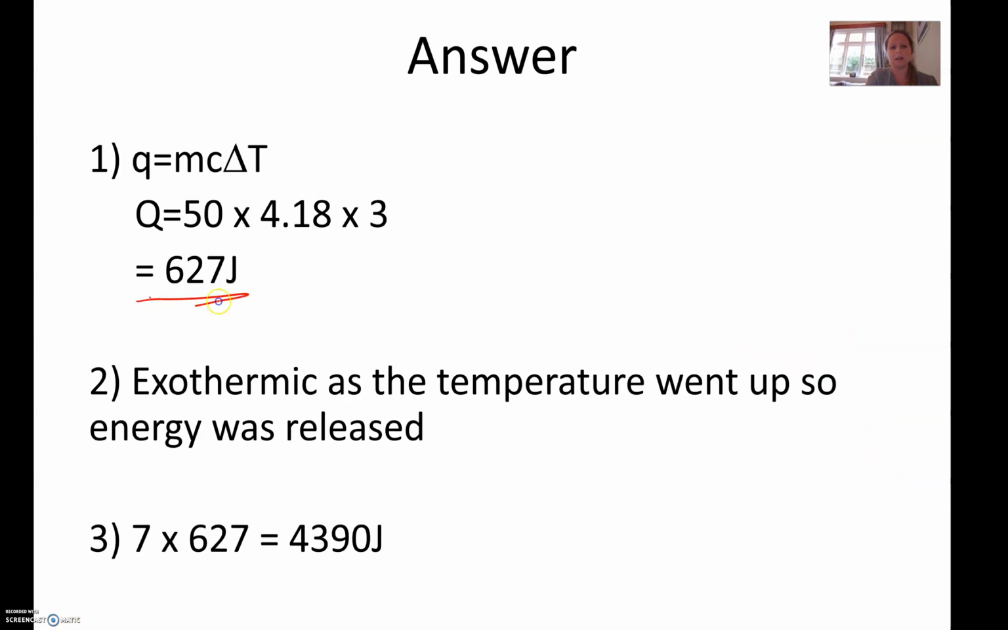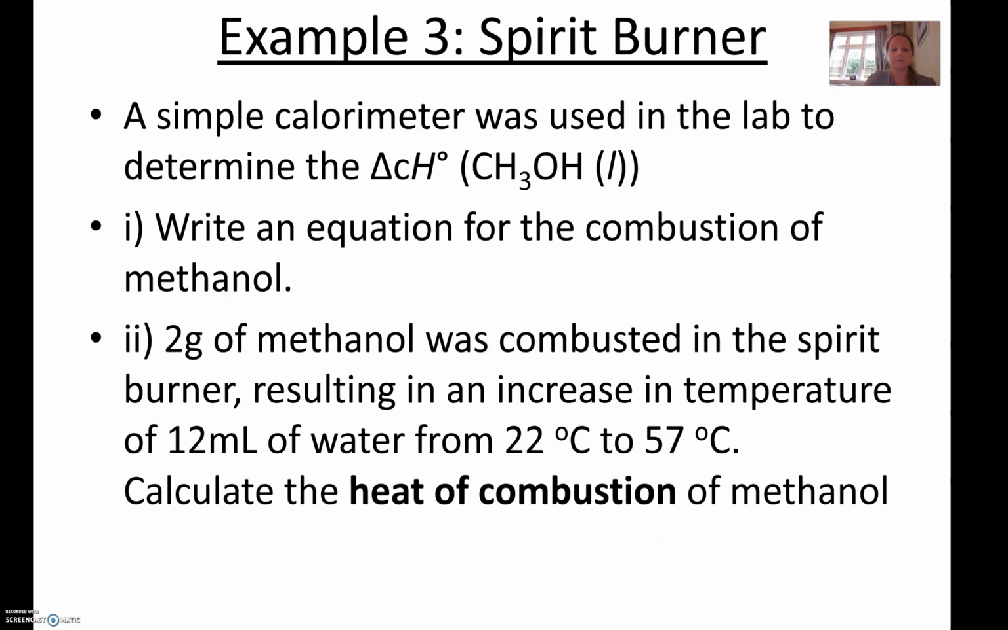Okay, so there was the answer, 627 joules, exothermic, and then times it by 7, so 4,390 joules, okay, and that actually could be transferred to, if we divided that by 1,000, you could make that 4.39 kilojoules, which would be much nicer. Okay, example 3. This is a spirit burner type example.